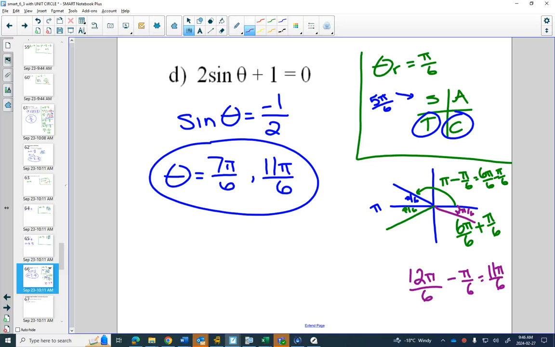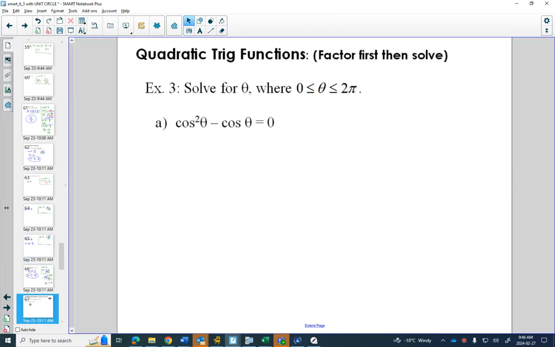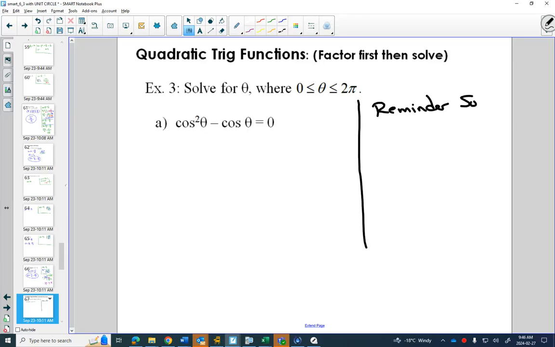All right, so now we move on to connecting quadratic stuff from grade 11 to solving trig equations in grade 12 with our unit circle. Okay? So first of all, remember quadratic functions where you have something squared. And here's the little reminder for solving quadratics.